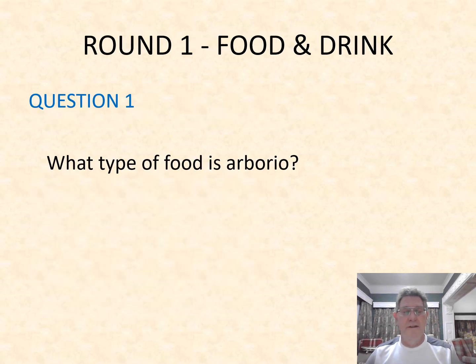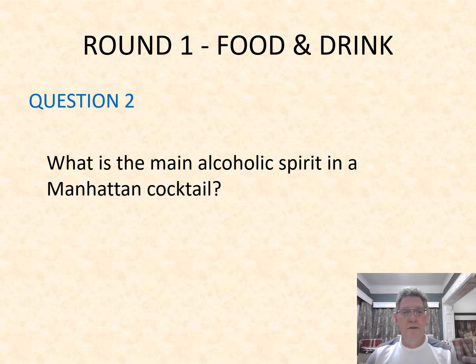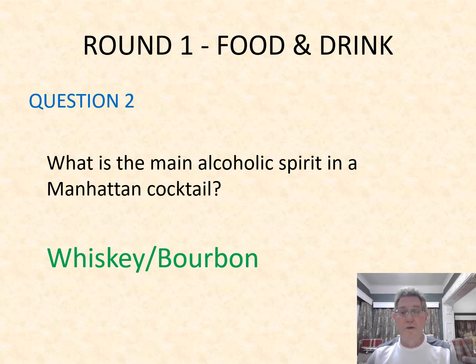Question number 1. What type of food is arborio? It is rice. Arborio rice. Question 2. What is the main alcoholic spirit in a Manhattan cocktail? That is whiskey or bourbon. Whiskey or bourbon.